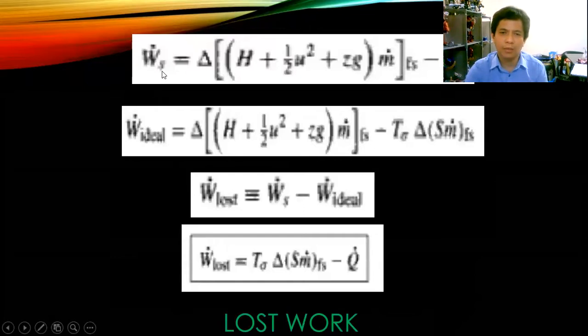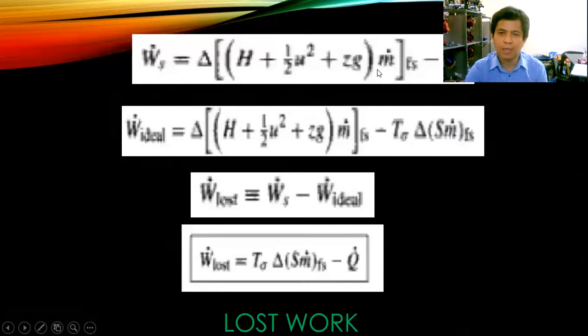So WS is simply equal to delta H plus delta KE plus delta PE times M dot Fs minus Q dot. So combining the two equations, because the definition of W loss is WS minus W ideal, the first term will cancel out, the one that contains delta H, delta PE, and delta KE. So what will remain is W loss is equal to T surrounding times delta S M dot Fs minus Q dot.